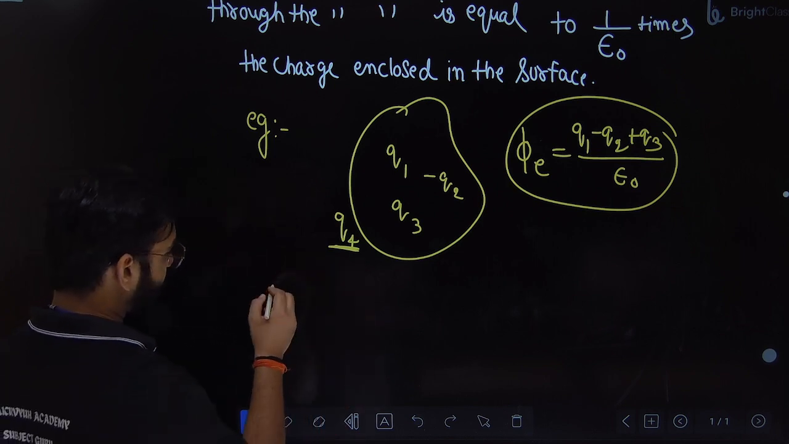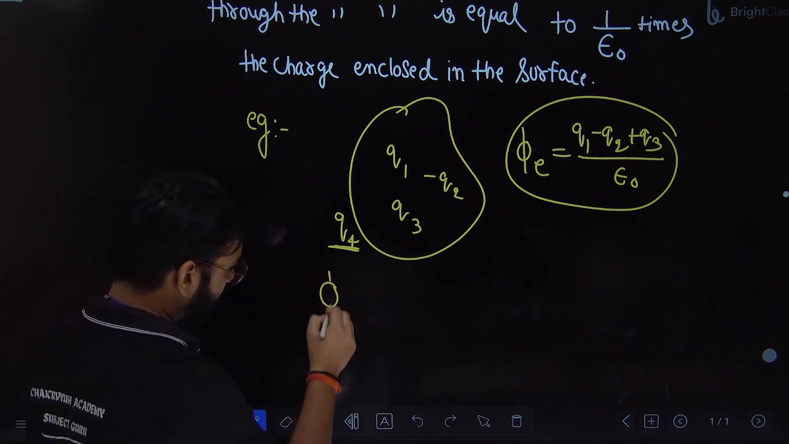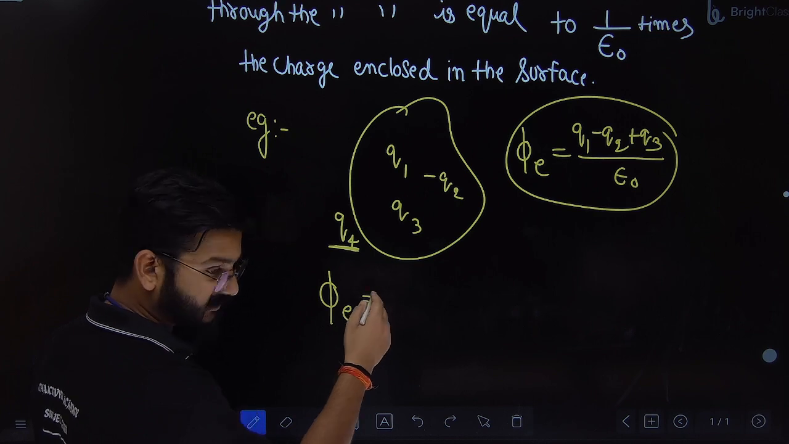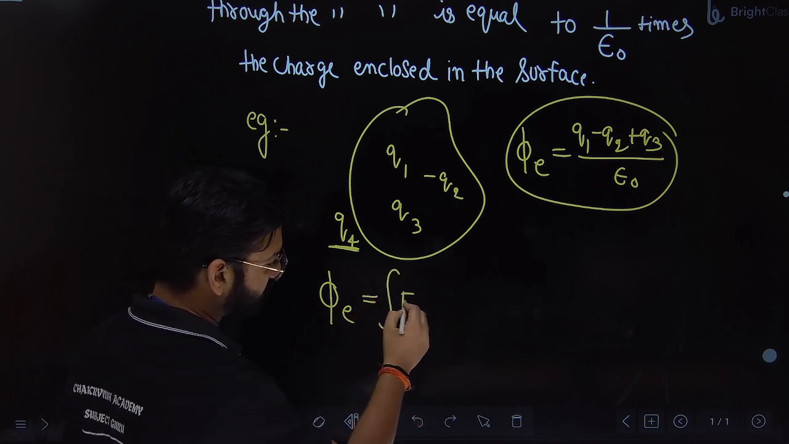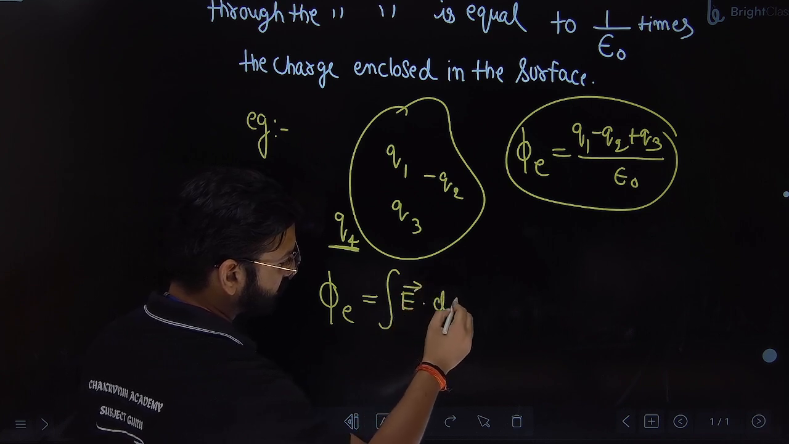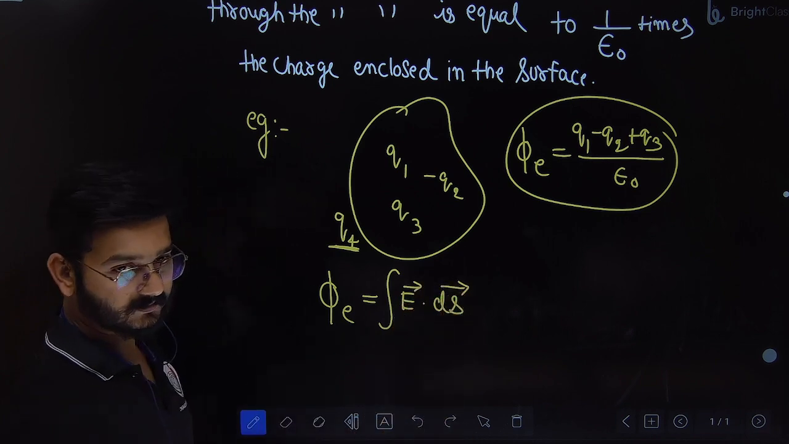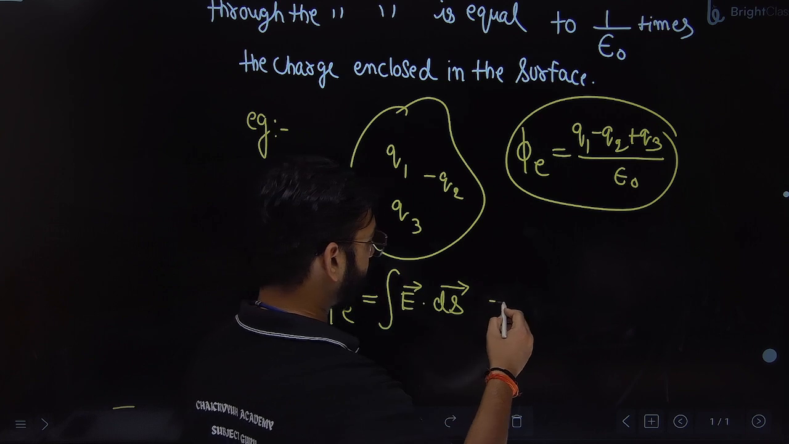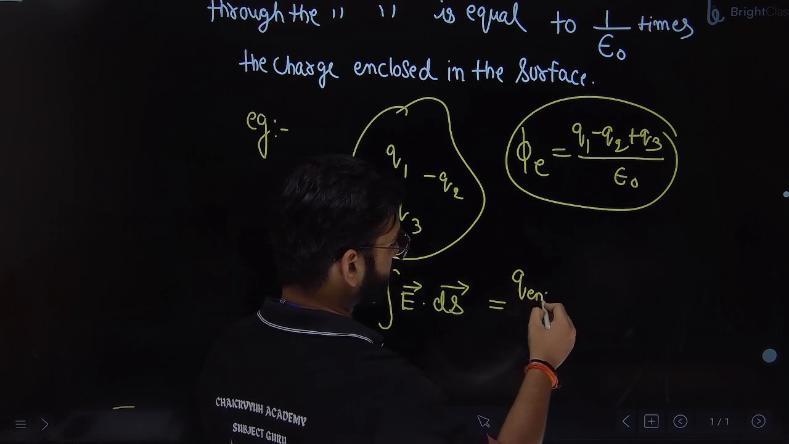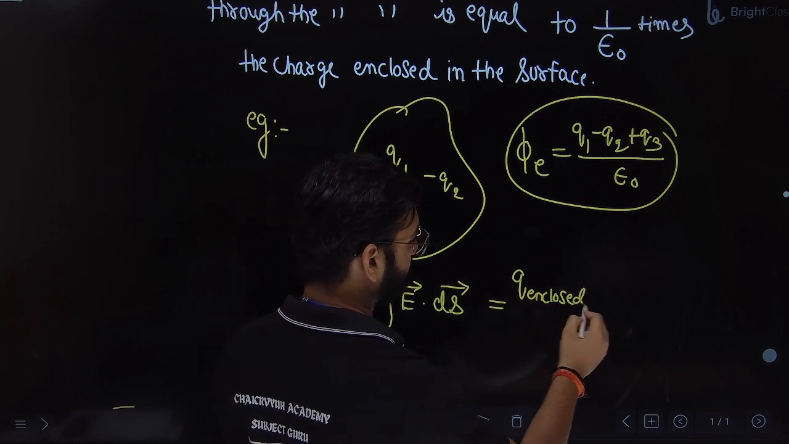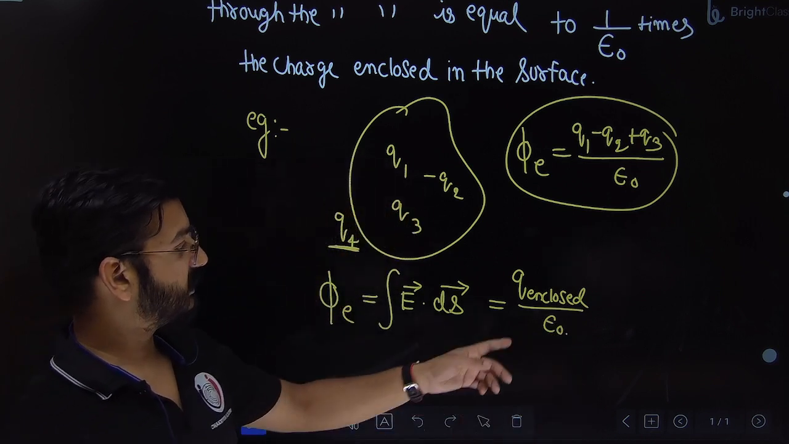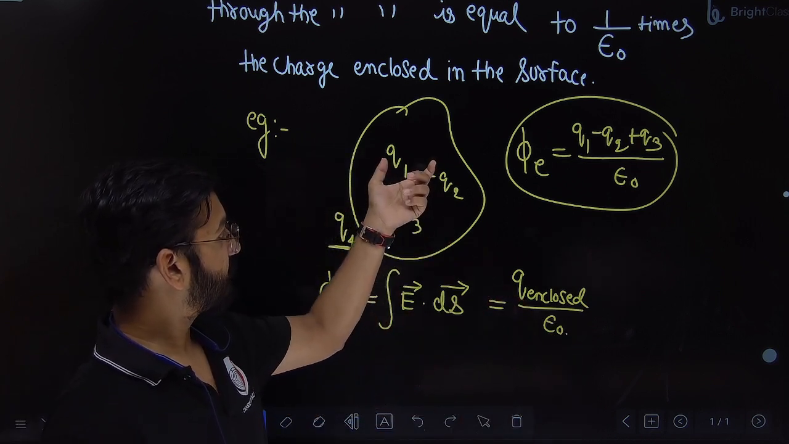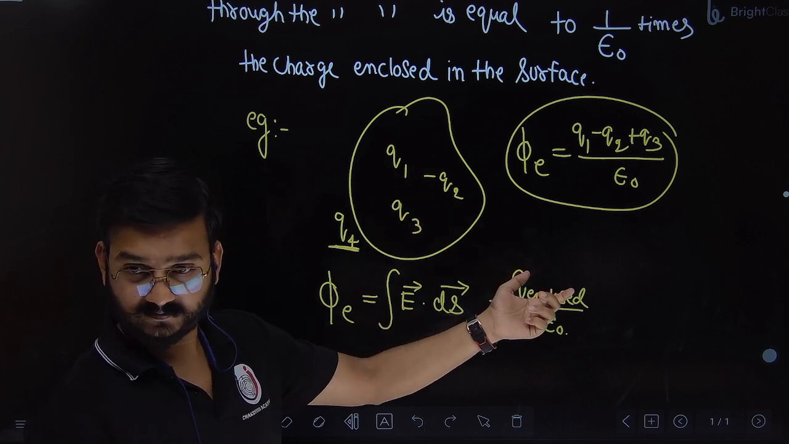Now, one more statement in this. If I write electric flux, what is the first definition you studied for electric flux in terms of integration? E dot ds. Okay. And this is equal to what? Charge enclosed by epsilon naught. So this is basically the charge present inside the surface.